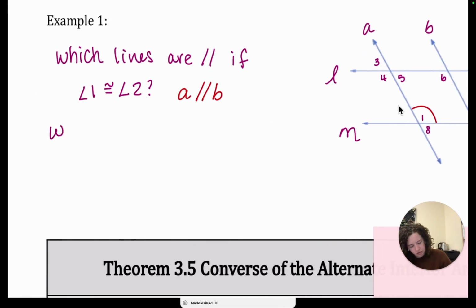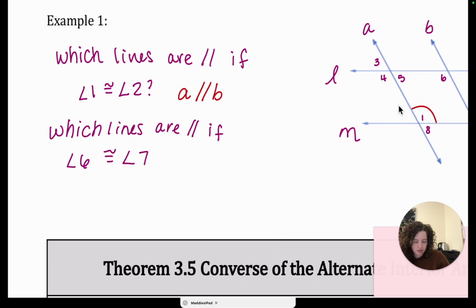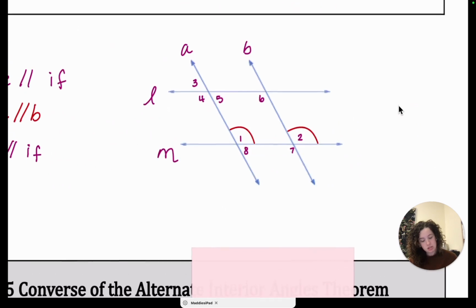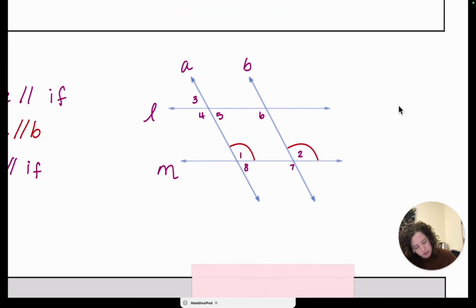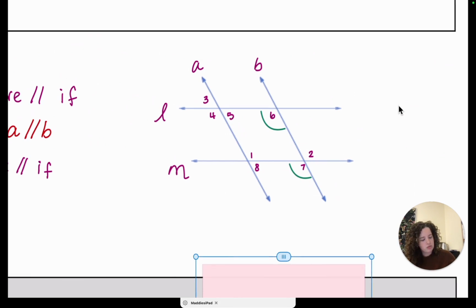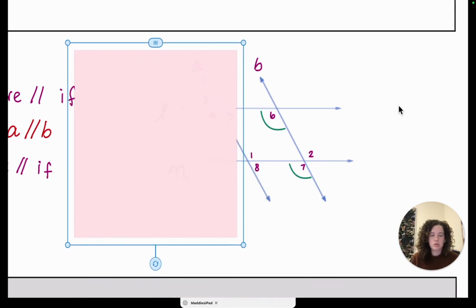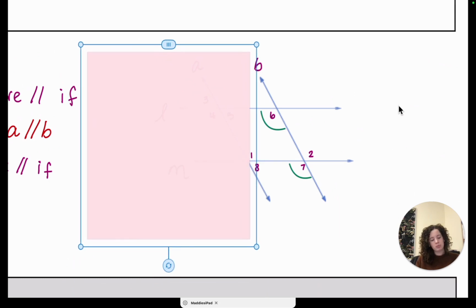If I ask the question, which lines are parallel if angle 6 is congruent to angle 7, we're going to do the same exact thing we just did, except this time I am going to erase my little arc marks because I don't want to confuse anybody about what is congruent and what isn't. So this time we're focusing on angle 6 and angle 7. All right, we're looking at the green ones. If those two are the ones that we're calling congruent, cover up the rest of the paper.